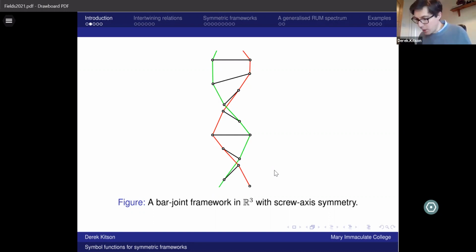So our first picture here, think of this as a bar joint framework in three-dimensional Euclidean space.